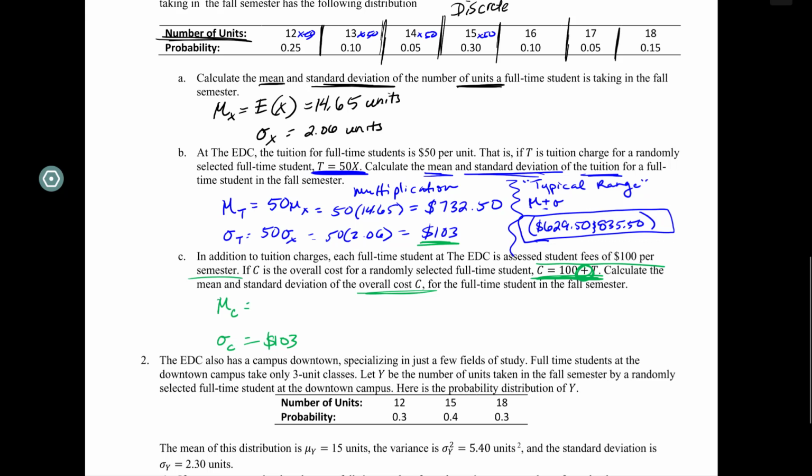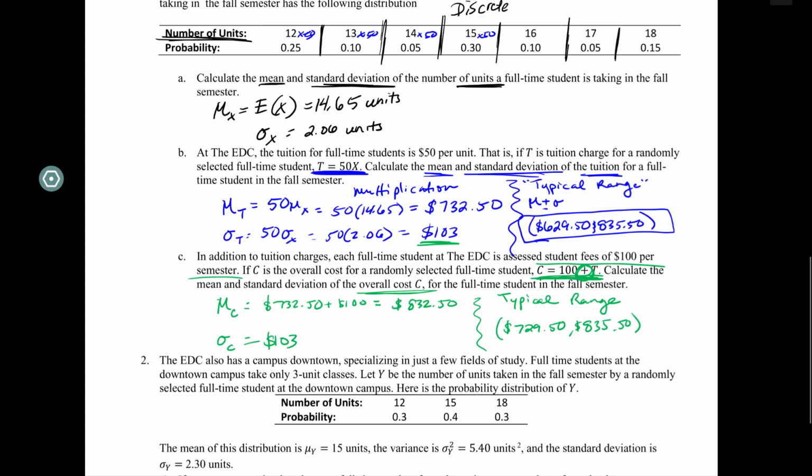Now the average amount is going to change because everybody's getting that, so the new average also went up by $100. So we take that $732.50 and we add the $100 student fee to it to give us $832.50. So now we get a new typical range for how much the overall cost is for any randomly selected student. Adding 100 to each one of these values, or taking that 103 subtracted from $832.50, and we are going to see $729.50 or $935.50 for our upper boundaries. Okay?